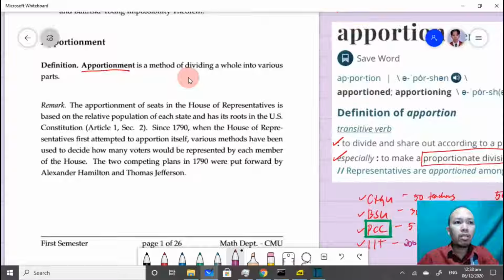This is not just dividing something. The division must be proportionate. And one last example here is very clear.